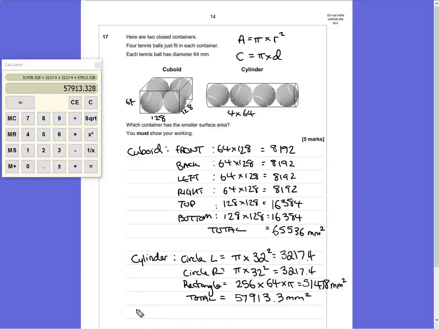So just make sure that you do answer this question by pointing out that the smallest surface area is obviously going to be the cylinder, with only 57,000 millimeters squared compared to the 65,000 on the cuboid. You are allowed a certain degree of error depending on where you've rounded and what value you used for pi.